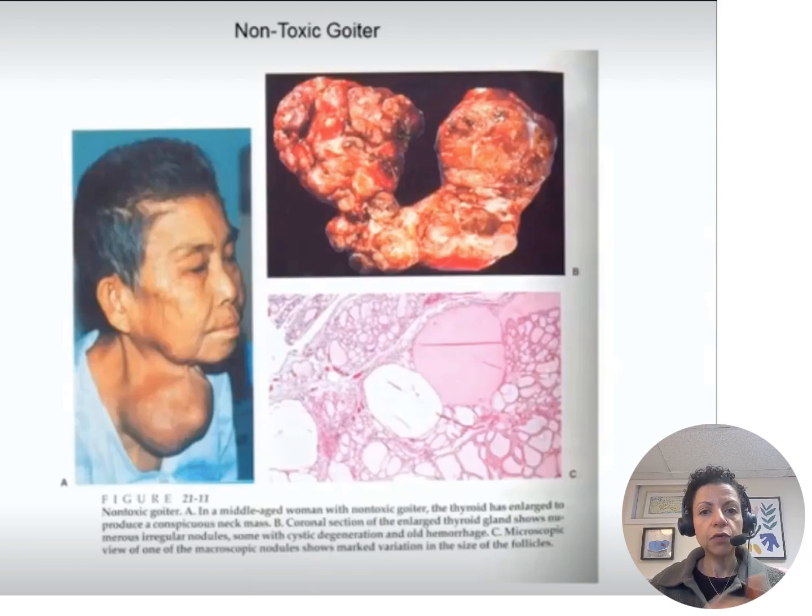Okay, so we're going to move on to diseases that affect thyroid function. And the first condition we're going to talk about is what we call non-toxic goiter. Now, with non-toxic goiter, we have an enlargement of the thyroid gland. Any kind of enlargement of the thyroid gland is described as a goiter.